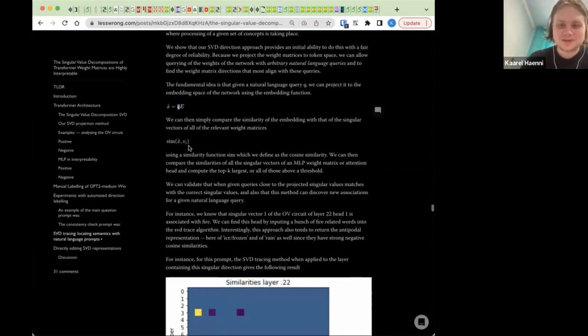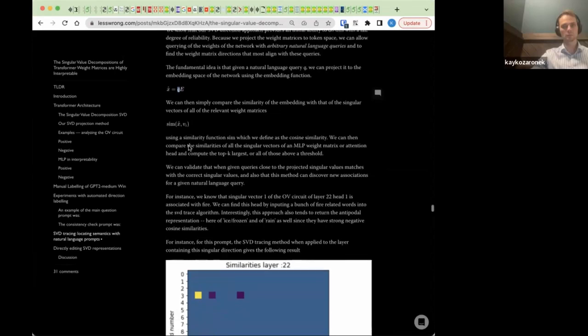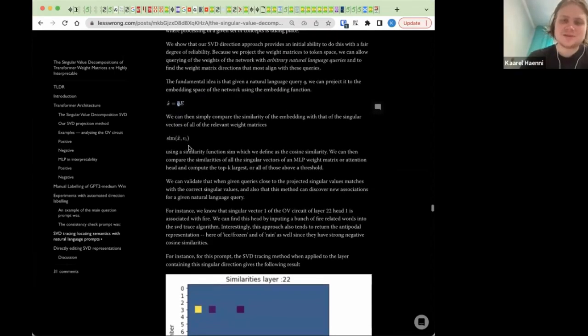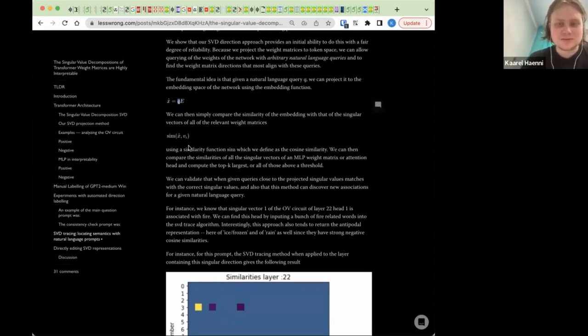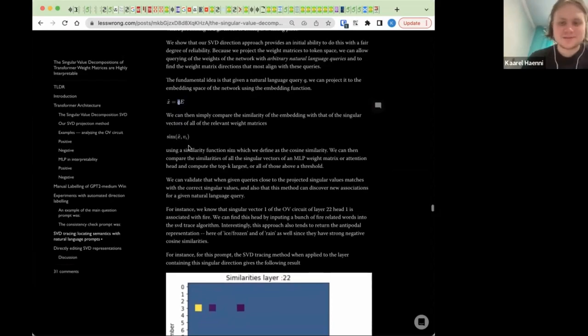And then you want to see which model components, as you said, attend to this direction. And to find this, you look at the angles between the singular vectors of particular weight matrices and this fire, flame, hot vector you constructed.